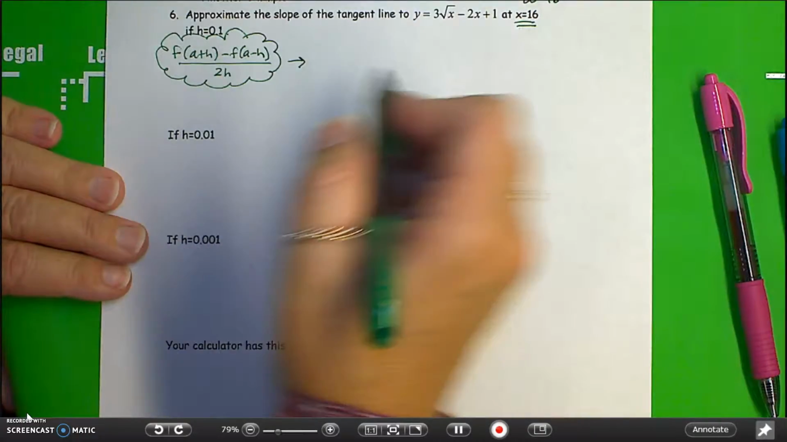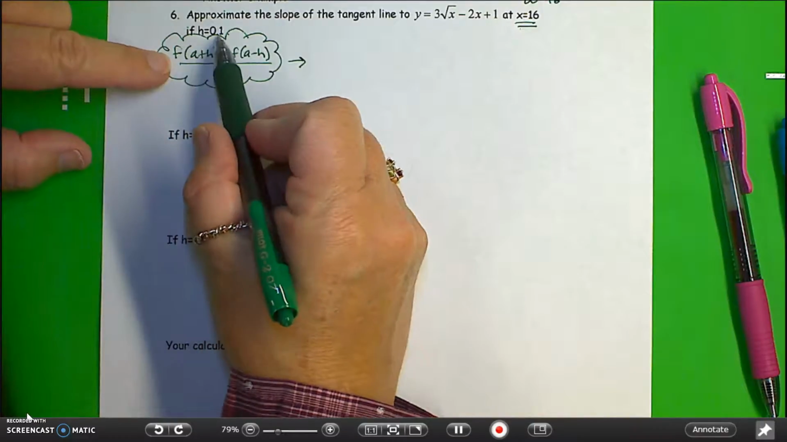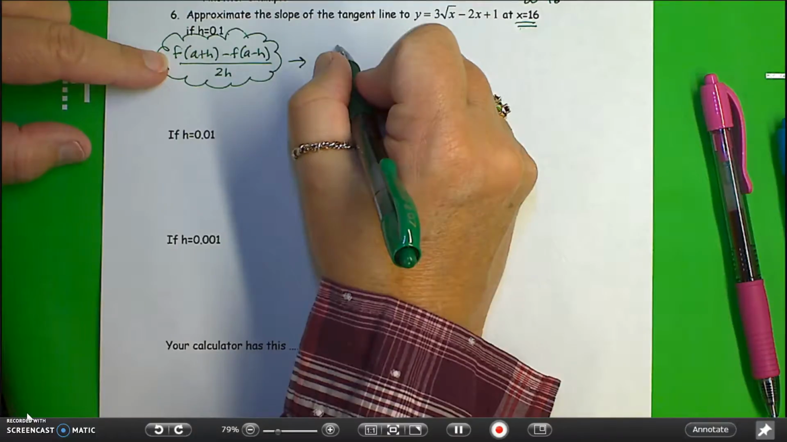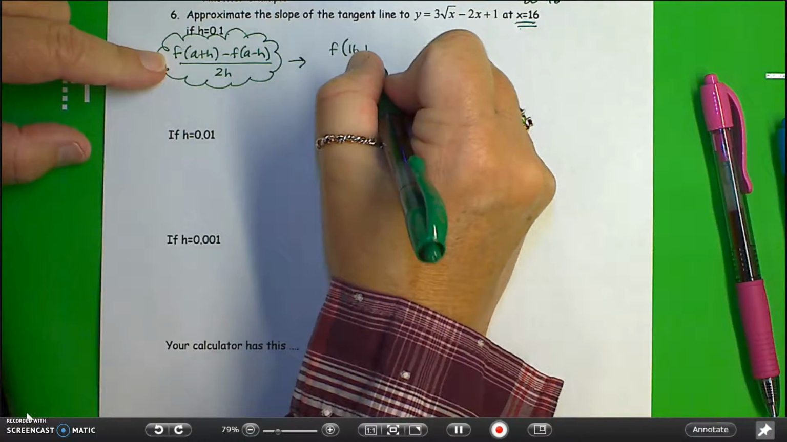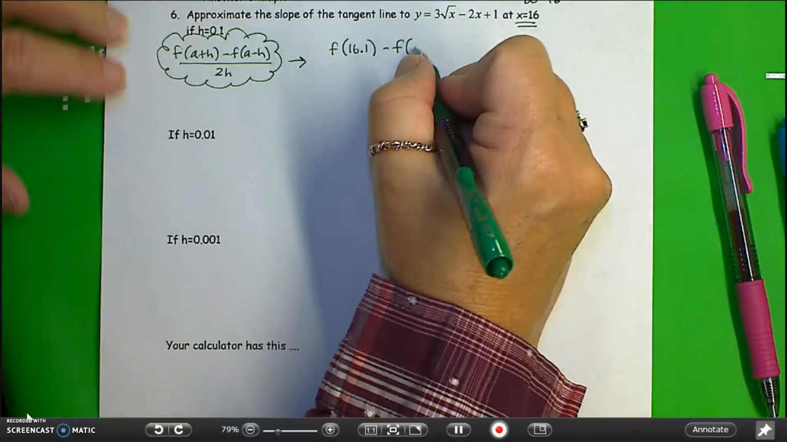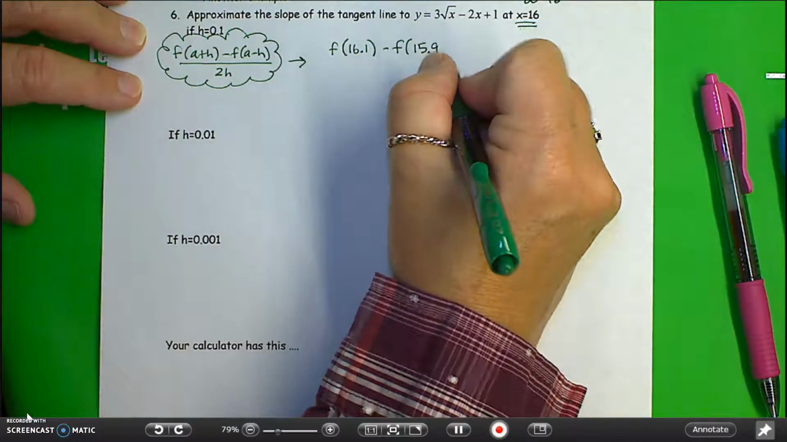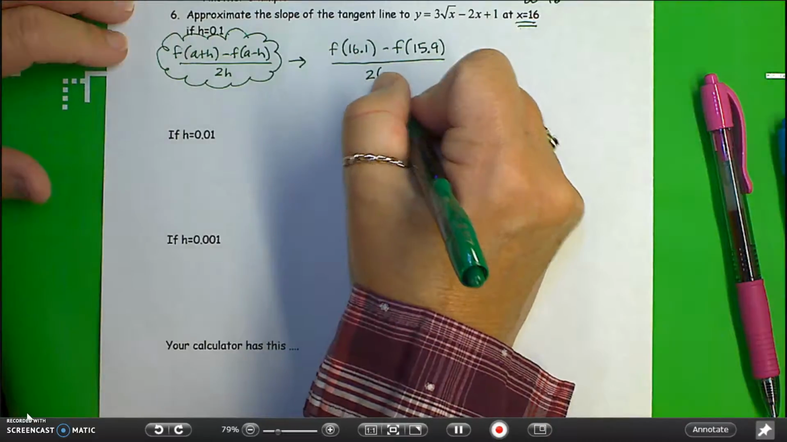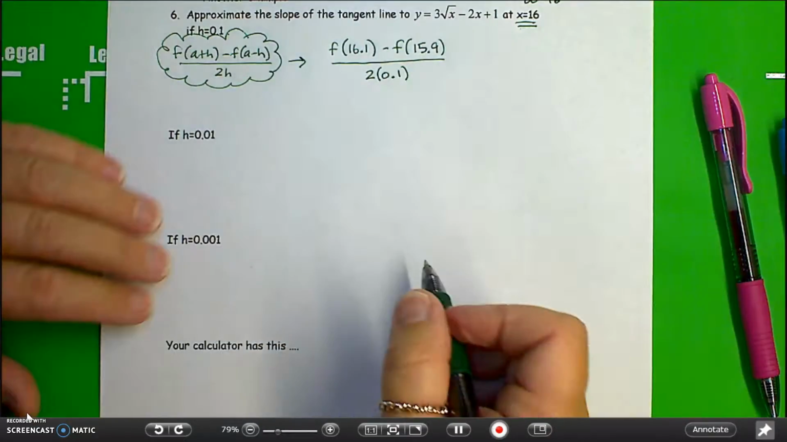and here's what I need: f of a plus h. If h is 0.1, I want f of 16.1 minus f of 16 minus 0.1, which is 15.9, all over 2 times my h value, 0.1.